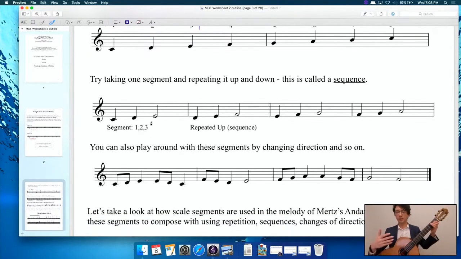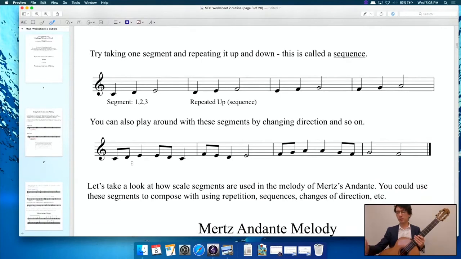We could use that segment and sequence it up. We can repeat that segment up a step. That's what that would sound like there. And then up another step. And up another step. Already it's starting to sound a little bit like a melody just by taking that little segment and repeating it up. There are so many possibilities here; I'm just giving you a tiny idea of what you could do.